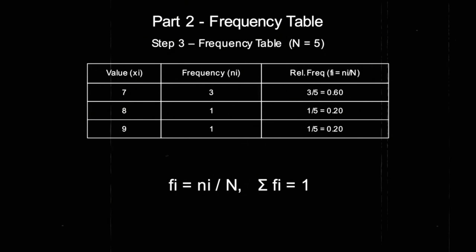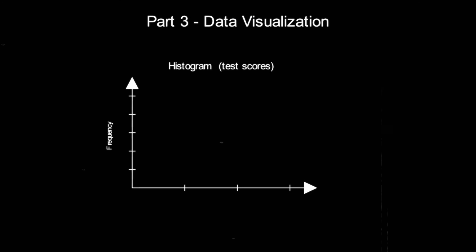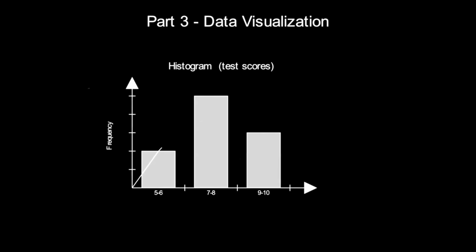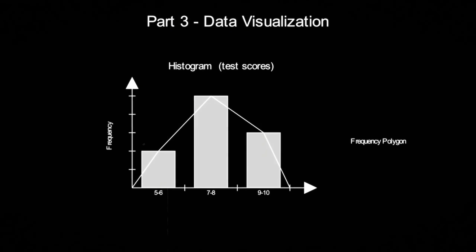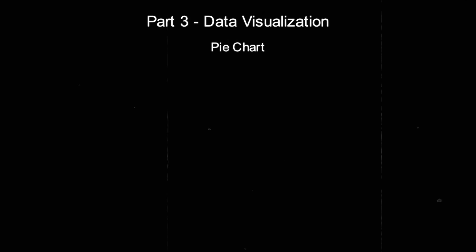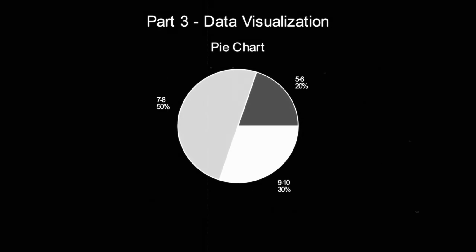Visualizing data makes patterns easy to see. Common charts: bar chart for qualitative data, histogram for quantitative data grouped into intervals. Bars touch each other. Frequency polygon connects the midpoints of histogram bars. Pie chart shows percentages. Stem and leaf plot keeps original data while sorting it. Choose the right chart depending on your data type.